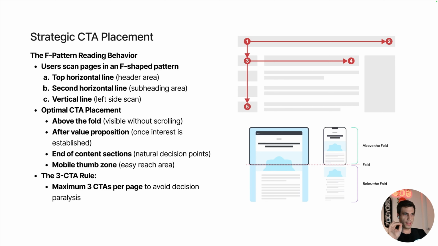So the 3 call to action rule is maximum 3 call to actions per page to avoid decision paralysis. So you don't want to have too many buttons that offer too many different actions for the user to take. You want to have one key primary call to action and a couple secondary max.